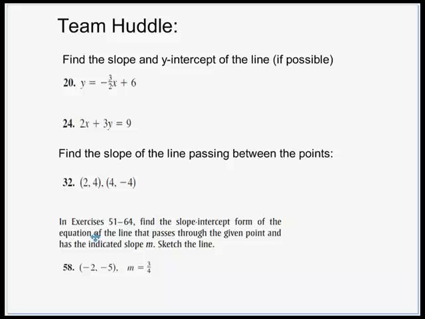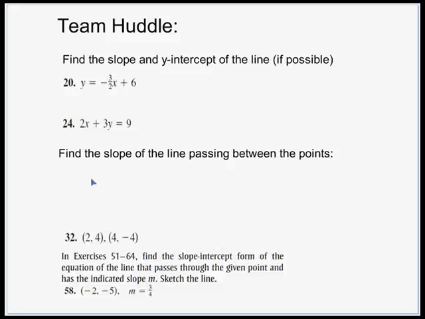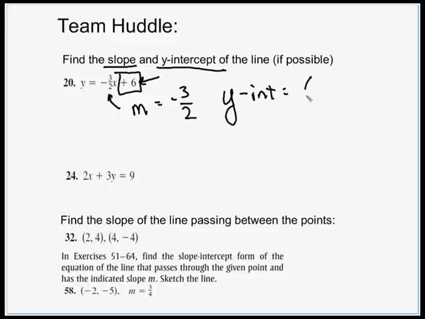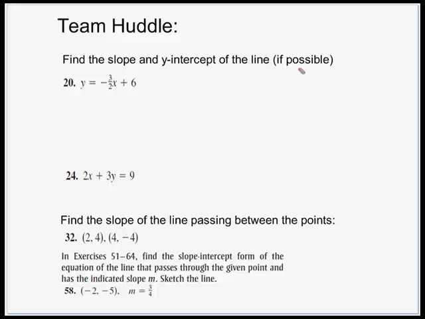Okay, let's check our work here. Let me get a little more room. So for the first one, find the slope. The slope is in front of the x when you're in slope-intercept form. So here our m, our slope, is negative 3/2. The y-intercept is this number at the end, sign included. So here it's a plus 6. Our y-intercept is positive 6. It was in slope-intercept form, so we just pulled out the answers that we're looking for.